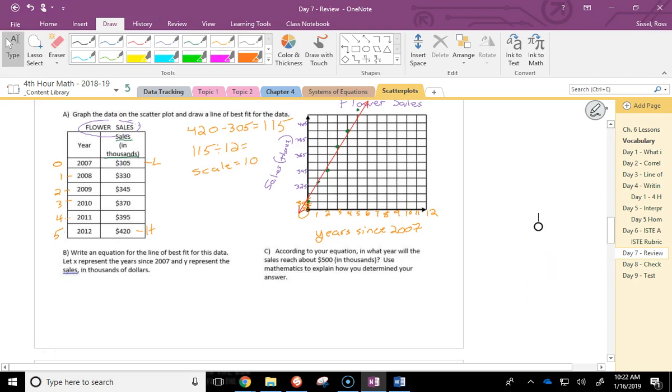Now, what is the first thing? Jordan, do you remember, when I have to do my line of fit, what's the first thing I have to do? Now I got my line of fit to do my equation. What's the first thing I have to find?